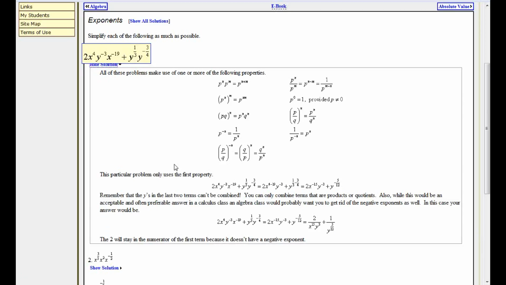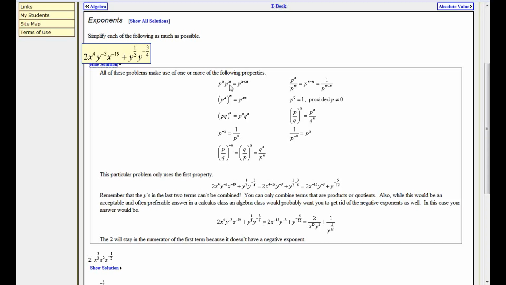So, there are a few rules that you need to know. And if you want to look at them, you can just pause this video and look them over. Anyway, the particular problem uses only the first property. So how many properties are there? There are quite a few. Oh, so we don't need to know those right now? No, but I see at the bottom here it says the first property. So that's really what you were talking about, right?